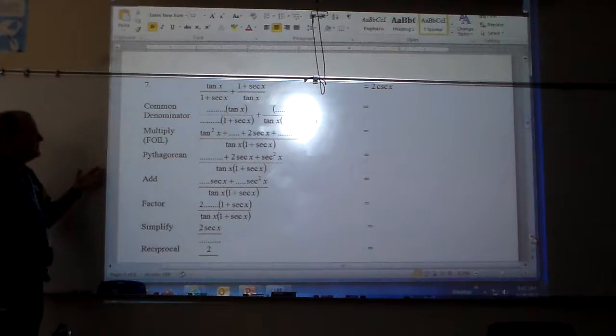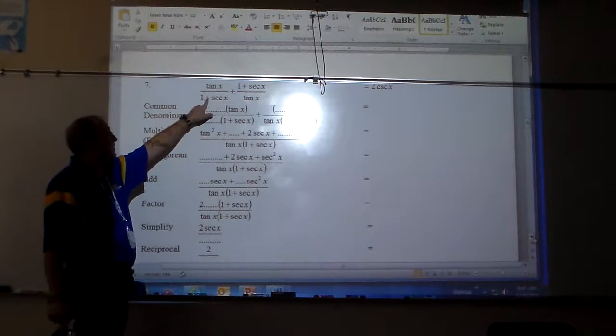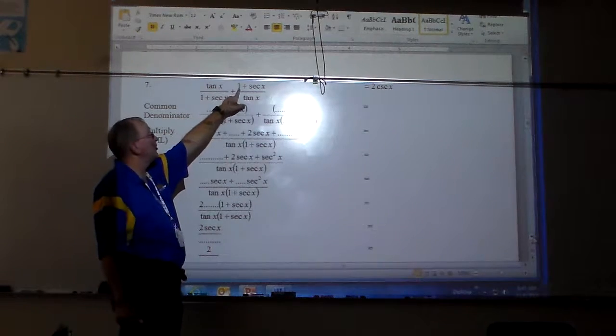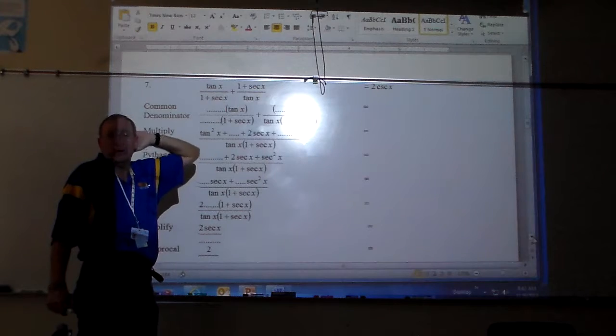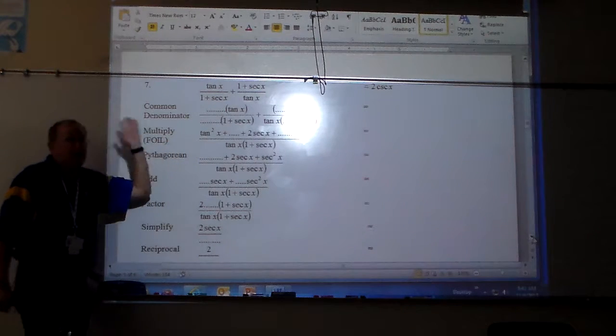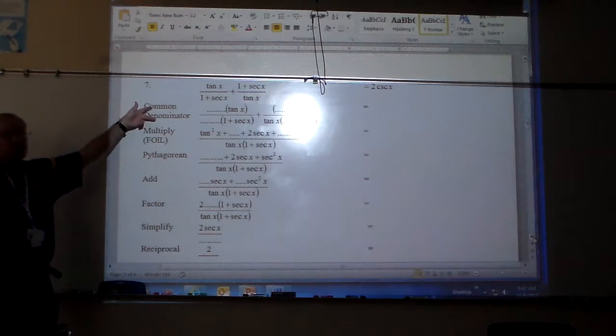All right. This one is 7. It says tangent x over 1 plus secant x plus 1 plus secant x over tangent x. And just looking at it, I see a fraction. I know what comes to my mind right away, and what's written down is a good hint. Common what?